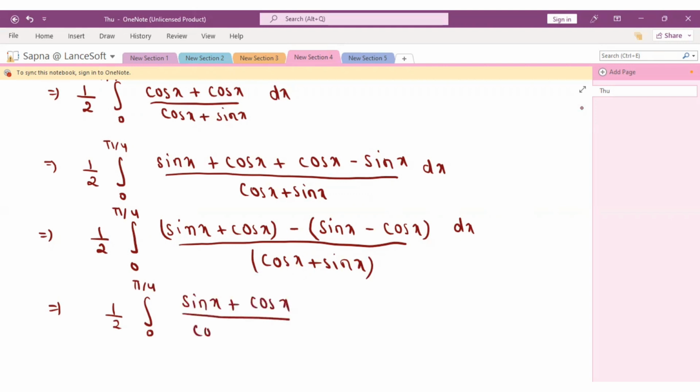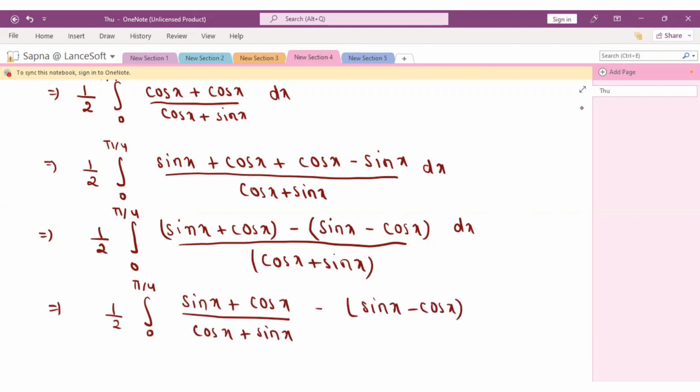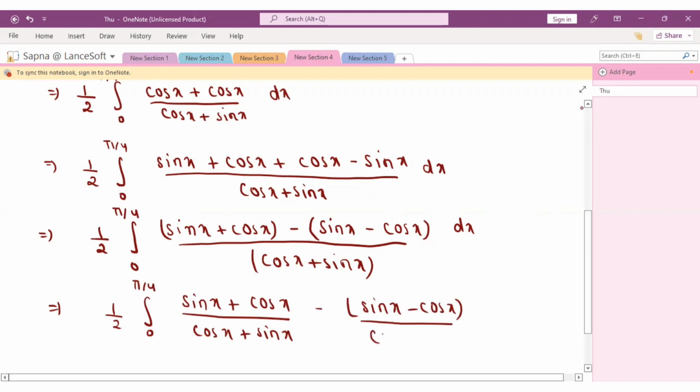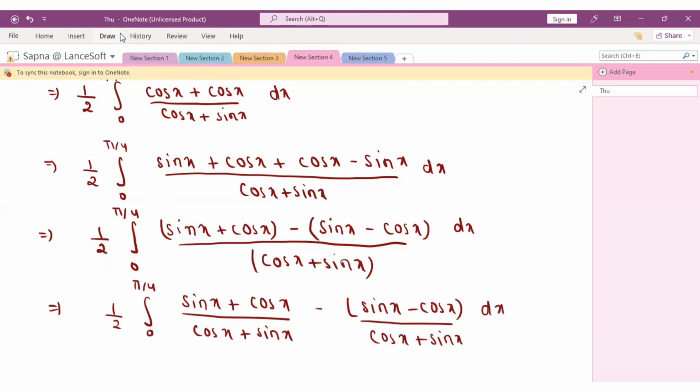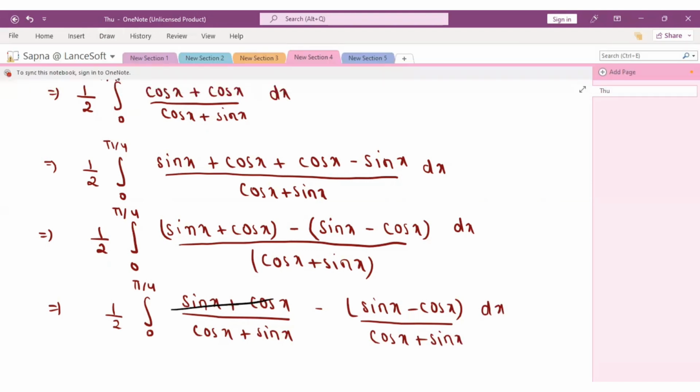Alright, so this is nothing but the separation of the LCM, and then minus sin x minus cos x upon cos x plus sin x dx, of course. Now let us move ahead. So here you can see one thing: sin x plus cos x and cos x plus sin x are the same things. So of course we can cancel it out.